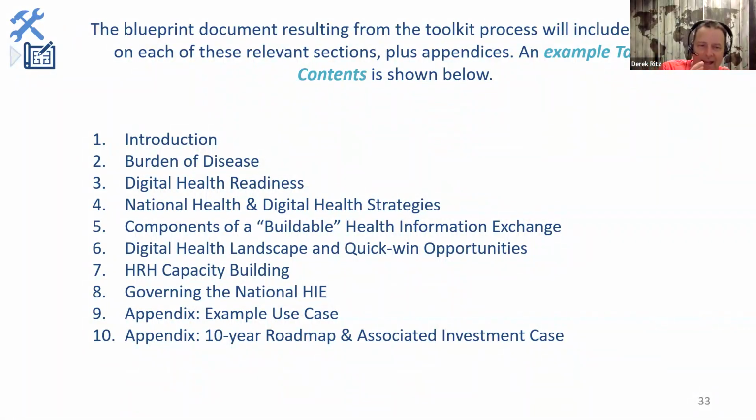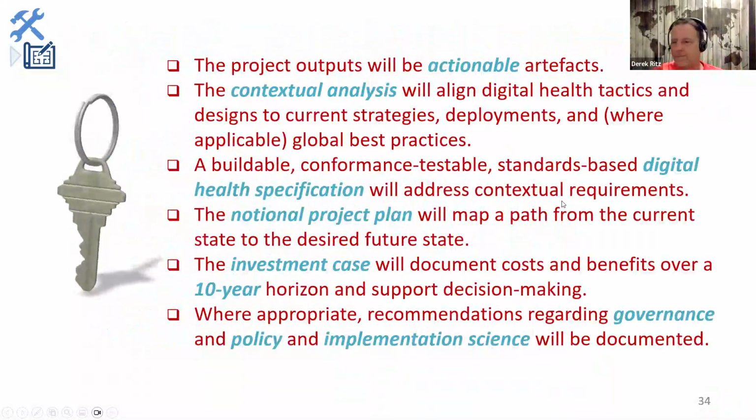So that's human resources for health, capacity building, how we're going to do governance, and then as appendices, typically an example use case and the 10-year investment case. That's what the blueprint output looks like. That's the published thing. All right.